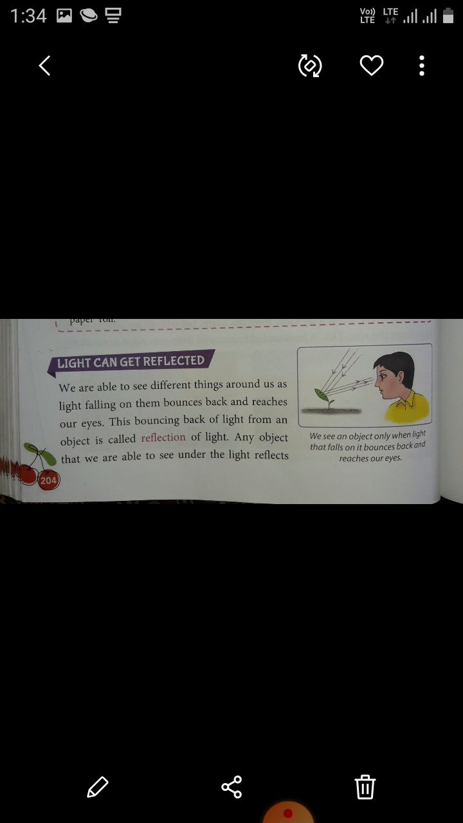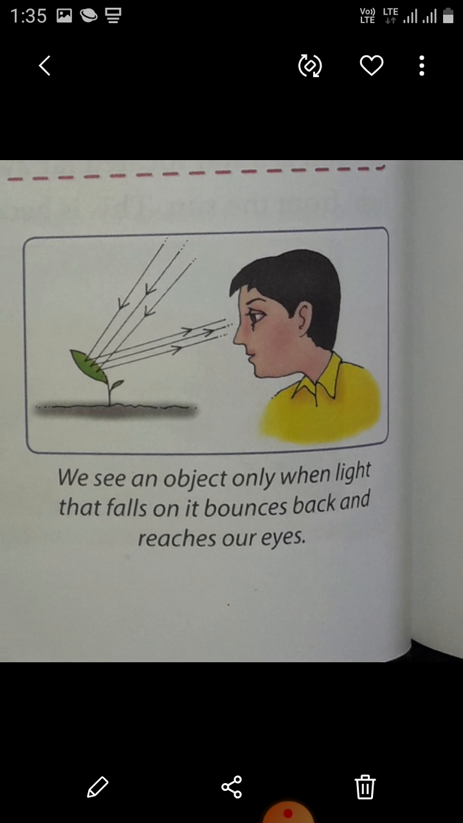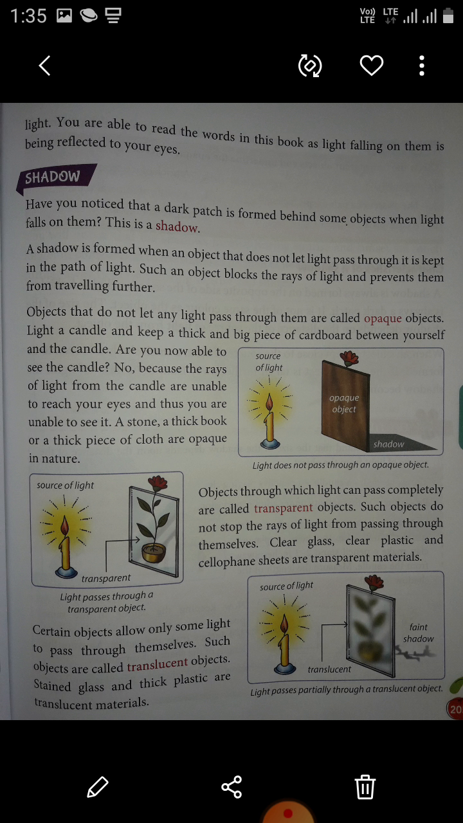This bouncing back of light from an object is called reflection of light. Any object that we are able to see under the light reflects it. See here, students, we see an object only when light that falls on it bounces back and reaches our eyes. You are able to read the words in this book as light falling on them is being reflected to your eyes.